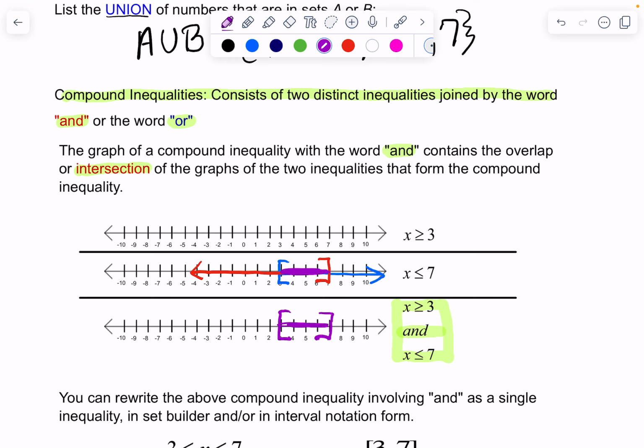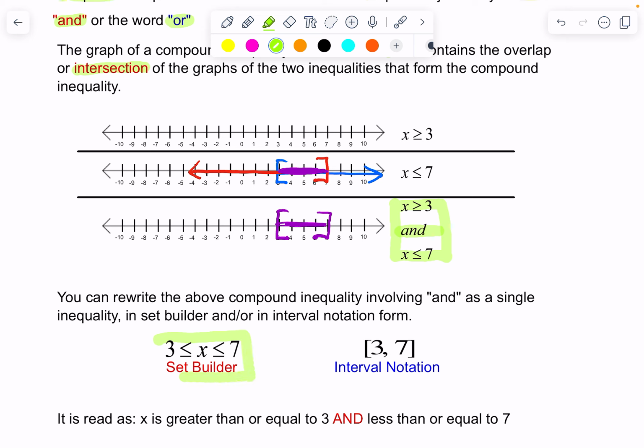You can rewrite the above compound inequality involving "and" as a single inequality in set builder or in interval notation. When we're dealing with set builder, we write it as such. Please note that the x is in the middle. So x is greater than or equal to 3 and x is less than or equal to 7.